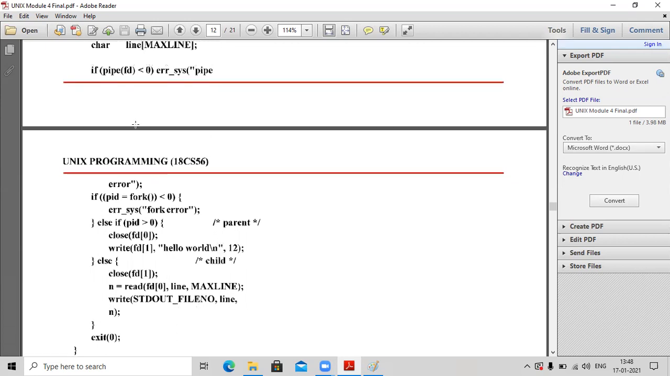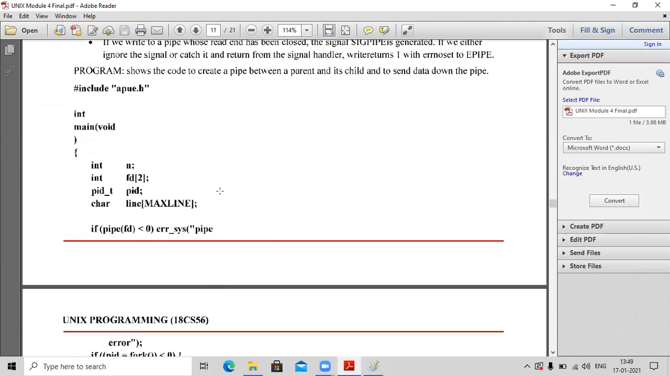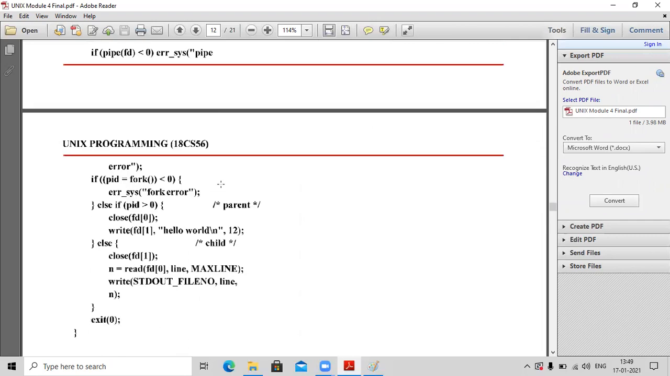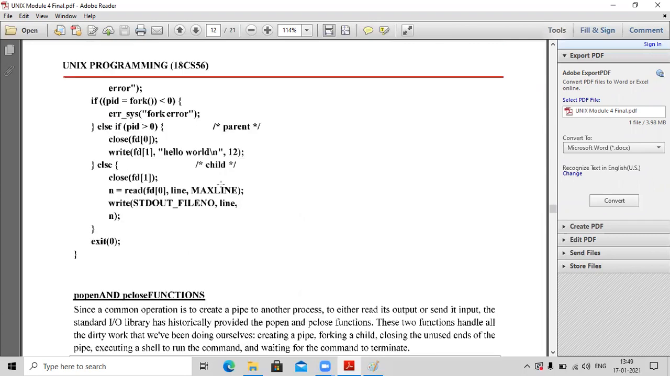So this is how you can create a pipe. Once you create a pipe, you need to create a child process. Then you close the read end of the parent. Through the write end of the parent, you write some content to the pipe. Then through the read end of the child, you read the contents, which will be printed on the standard output screen. So this is how you can create a pipe, write the content to the pipe from the parent, and read the content from the pipe through the child.